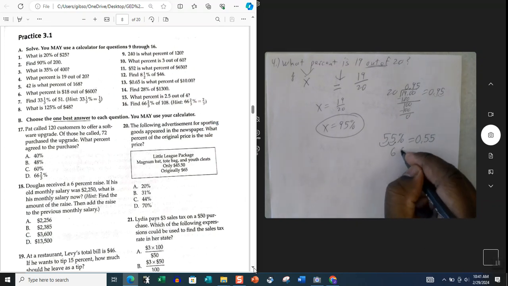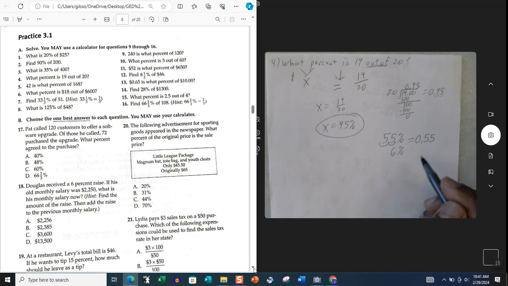Let's try another percent. Let's say 6%. Remember, it's assumed to be a decimal after the 6. You'll move this 2 places to the left. So this would be 0.06. And you drop the percent sign.